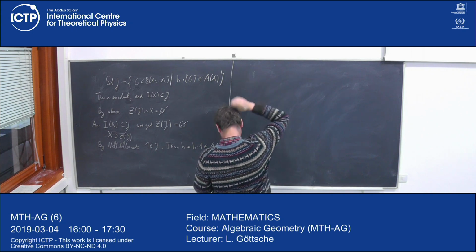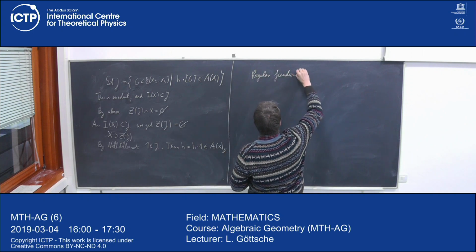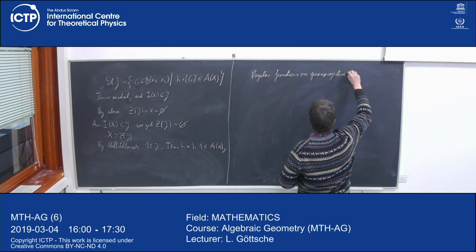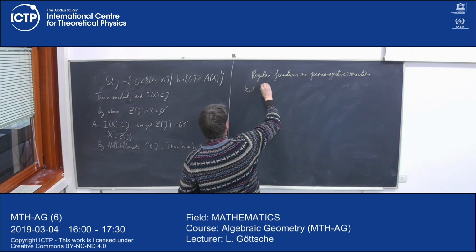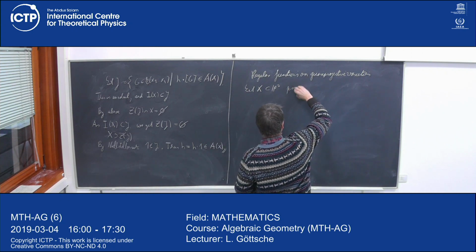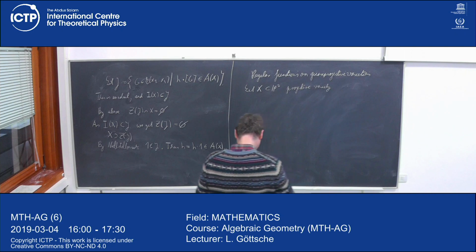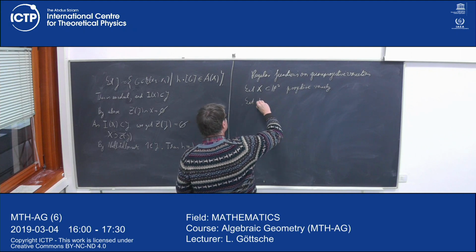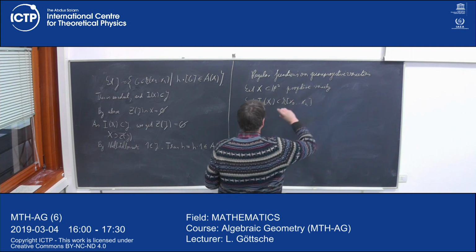So definition: regular functions on quasi-projective varieties. So let X in P^n be, say for the moment, a projective variety. And we start the same way as we started today. So let I_X in K[x0,...,xn] be the homogeneous ideal of X.